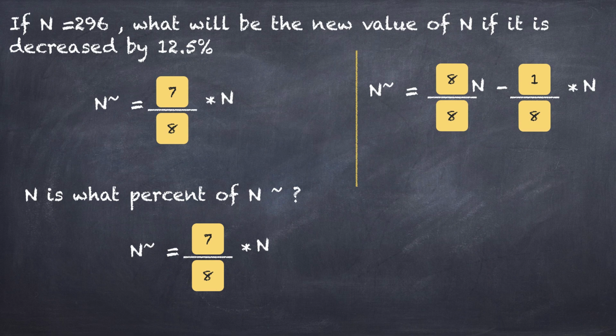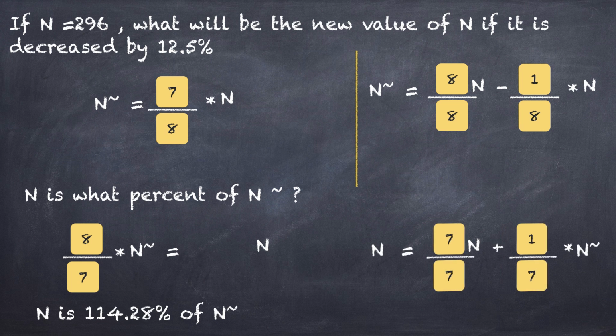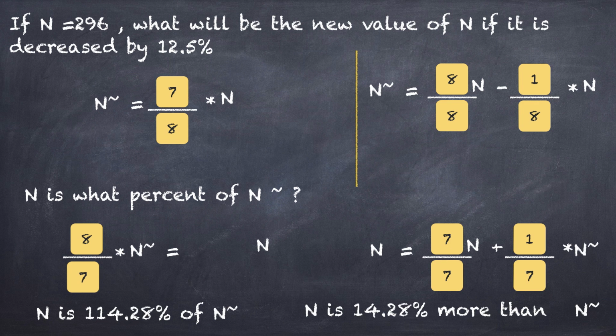Let's try out a percentage decrease, just for practice's sake. So n is decreased by 12.5%. I know that will be a 1 by 8 decrease. That means n dash will be 7 by 8 of n. All I have to do once again is flip the multiplying factor and I get n is equal to 8 by 7 of n dash. Now 1 by 7 is 14.28. So 8 by 7 would be 114.28% of n dash. Now how did I come to this calculation very quickly? I understood that it is 1 by 7 extra, or 7 by 7 plus 1 by 7.